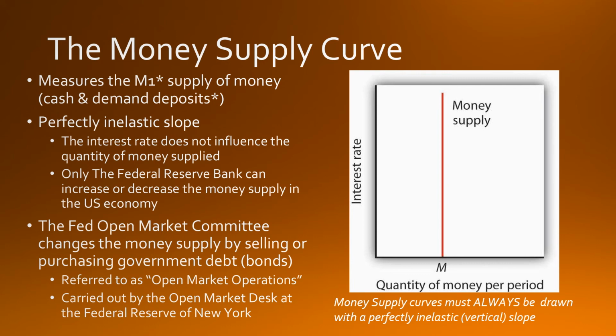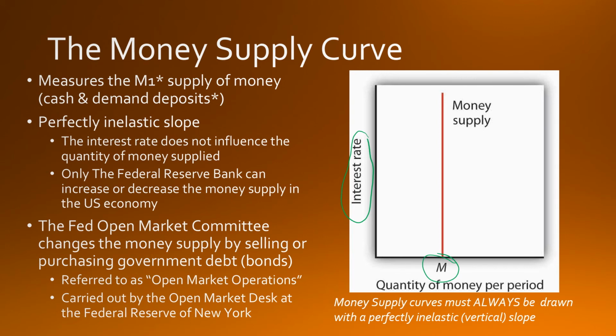So this explains the perfectly inelastic slope of our money supply curve. So remember that whenever you're drawing this thing, you always draw money supply straight up and down, or as we say, perfectly inelastic. That just means that regardless of what happens with the interest rate here, it doesn't have any effect on the quantity of money that's being supplied. The quantity of money being supplied is under the control of the technocrats over at the Federal Reserve.